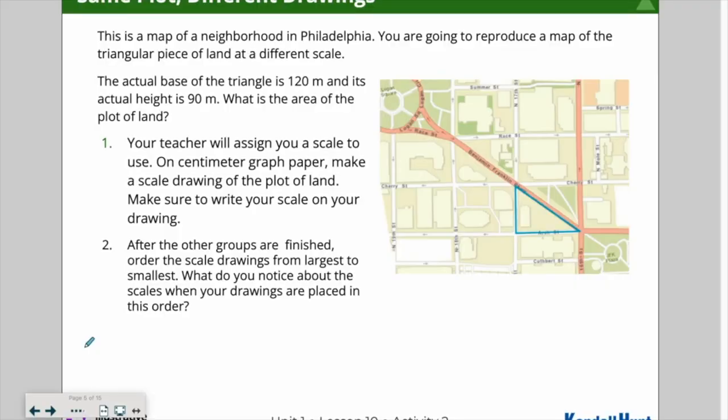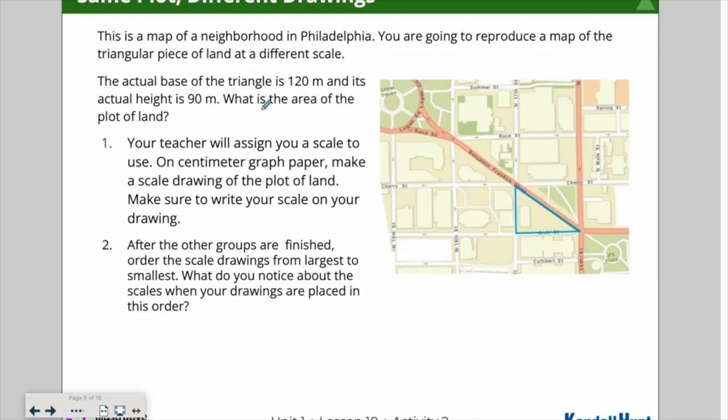So we were looking at a map of the neighborhood of Philadelphia, and there's a park in this triangle-shaped piece of land, and it gives us that the actual base of the triangle is 120 meters and its actual height is 90 meters. What's the area of the plot of land?